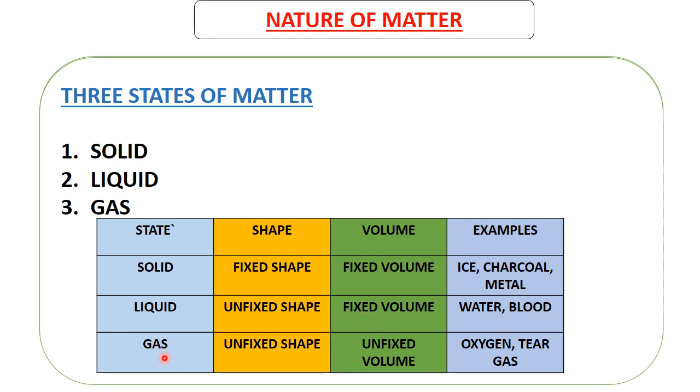Then what about gases? Gases have unfixed shape and unfixed volume, meaning that for gases, their shape always changes, and the same applies for their volume. By the way, examples of liquids are oil and blood. Examples of gases are oxygen, carbon dioxide, nitrogen, and tear gas, the famous one.